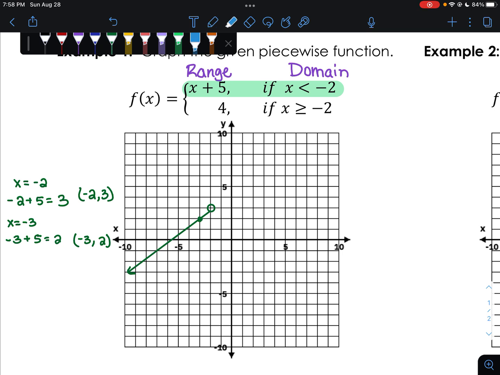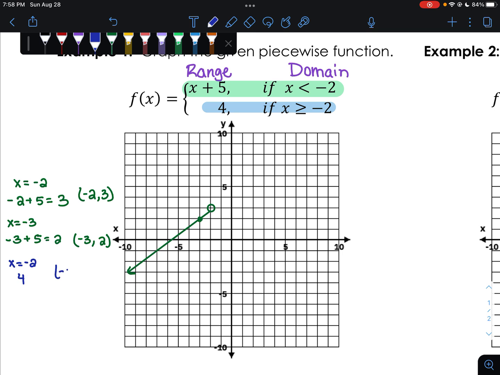Now I look at my next one. So now I'm going to graph this function right here. And this is when x is greater than or equal to negative 2. So I start by plugging in negative 2. Well, no matter what I plug in, my y value is always going to be 4.